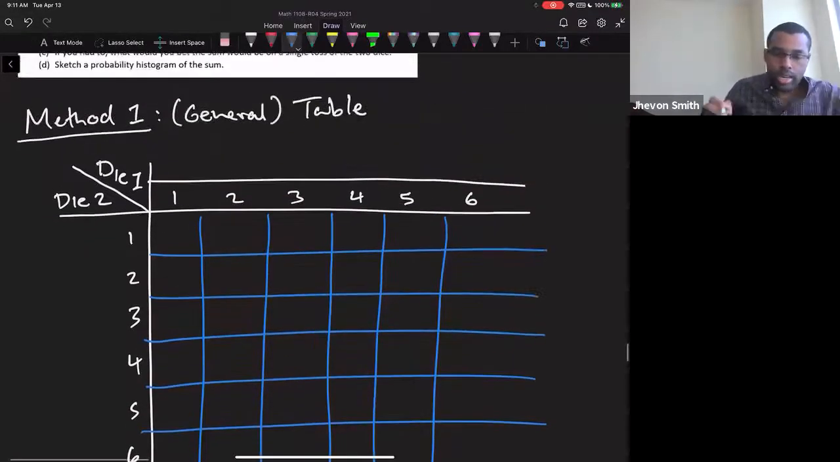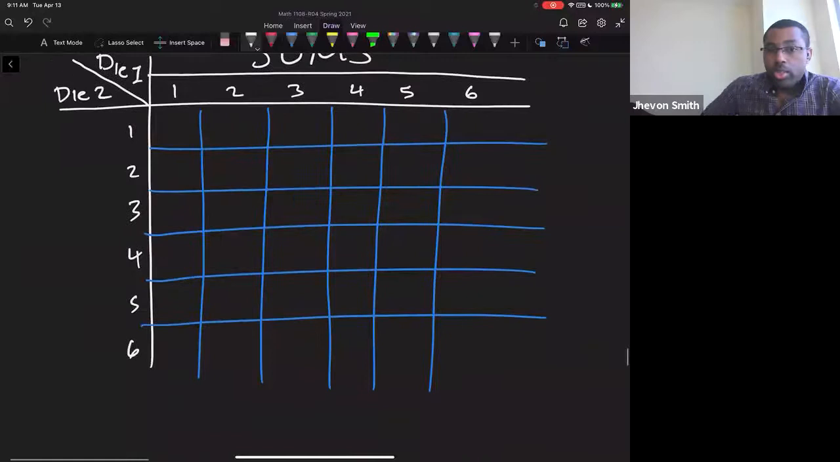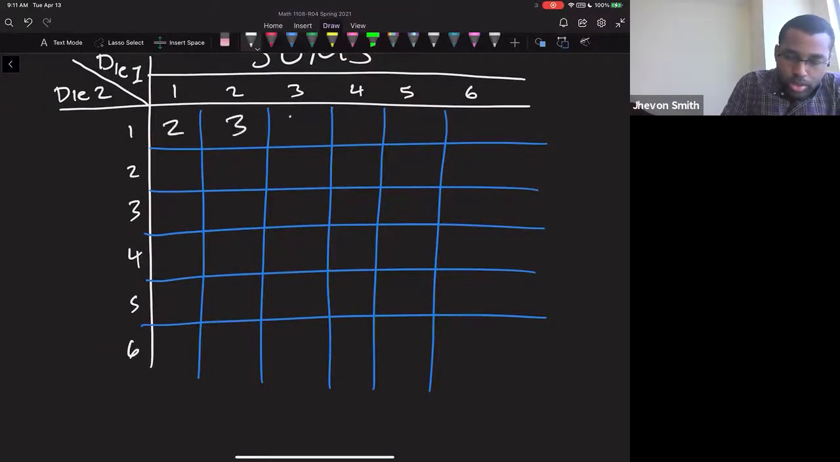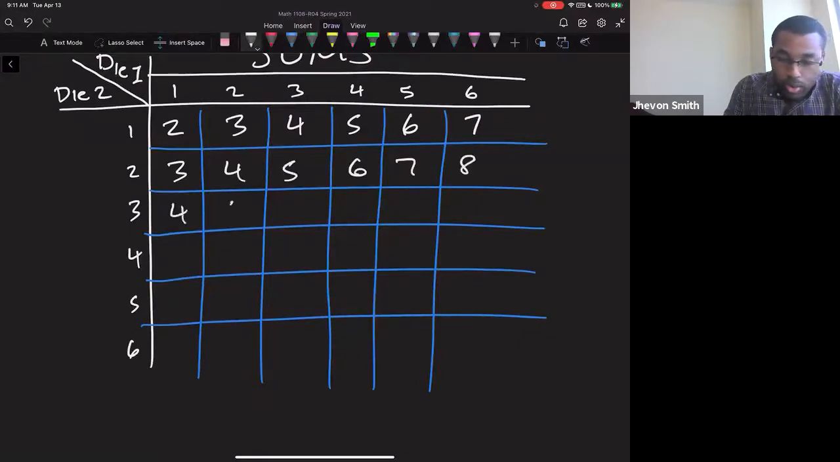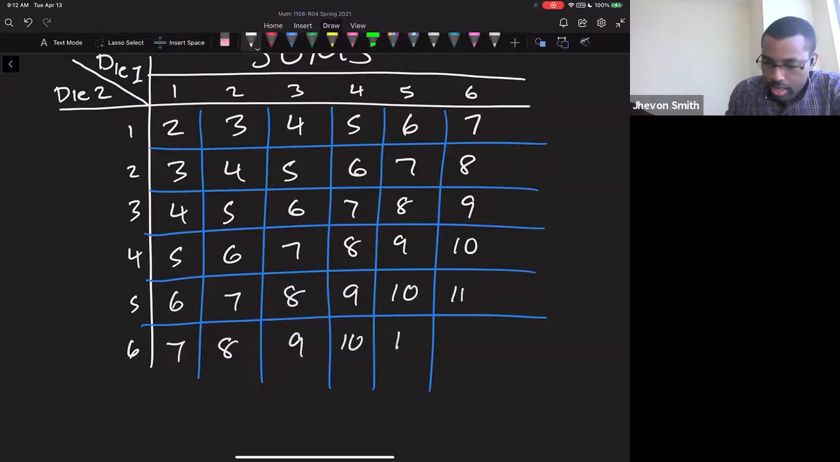And I can just decide, okay, so this table, I'm going to be looking at sums. So I'm just going to add up the rows and the column. So 1 plus 1 is 2, 2 plus 1 is 3, 3 plus 1 is 4, 4 plus 1 is 5, 5 plus 1 is 6, 6 plus 1 is 7. Right, and I keep going like this. So that would be 3, 4, 5, 6, 7, 8, 4, 5, 6, 7, 8, 9, 5, 6, 7, 8, 9, 10, 6, 7, 8, 9, 10, 11, 7, 8, 9, 10, 11, 12.